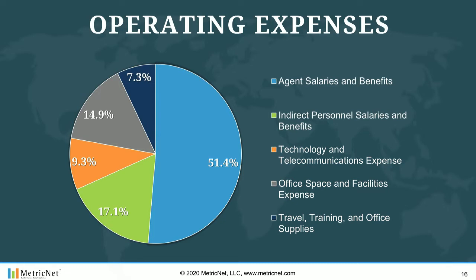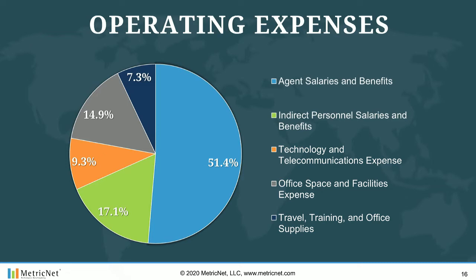About half your costs would be agent salaries and benefits. Agent in a contact center, analyst in a service desk, technician in desktop support, about half your costs are tied up in those agents. Now, you've got another roughly 17% for your indirect personnel. What are those? Those are your supervisors, your team leads, your workforce schedulers, your QA, QC people, your trainers, and the like. You always have indirect personnel typically working in one of these support activities. Technology and telecom is a little less than 10% of the total. We've got office space and facilities expense representing about 15%. And then we have a catch-all category, travel, training, and office supplies, roughly 7%.